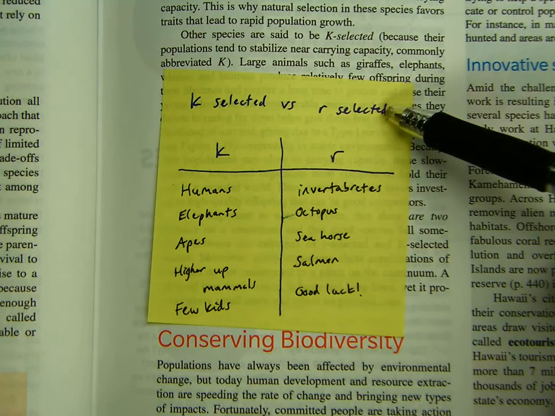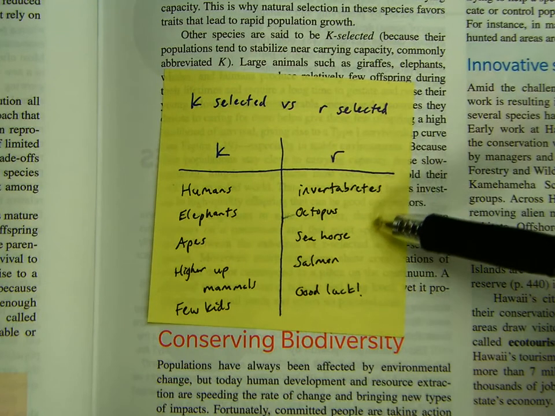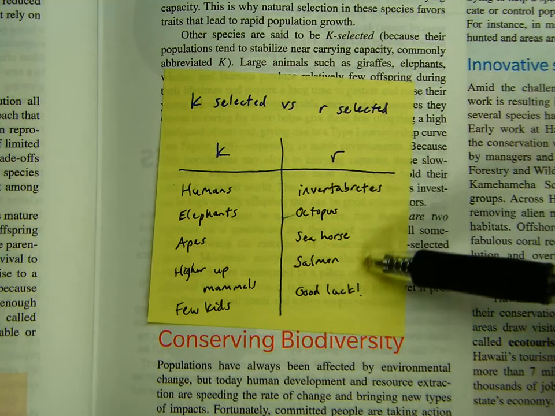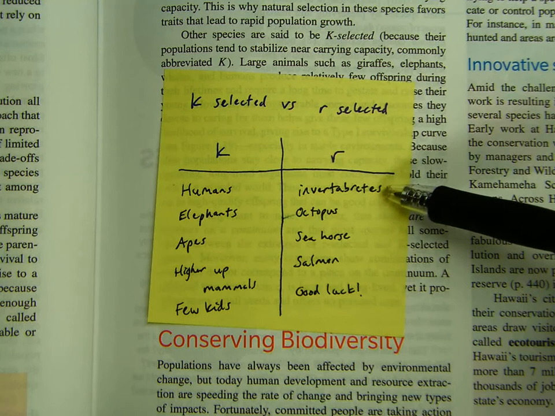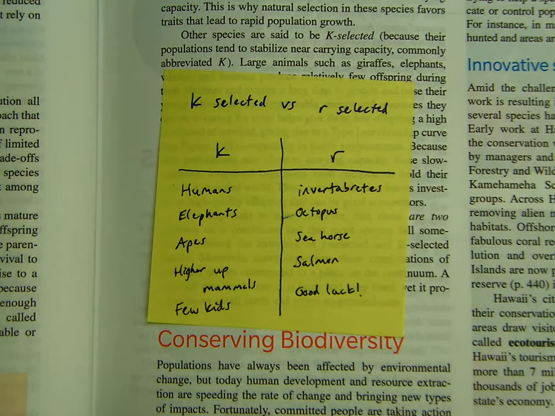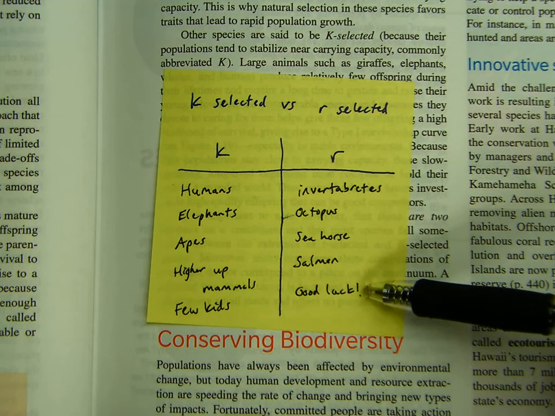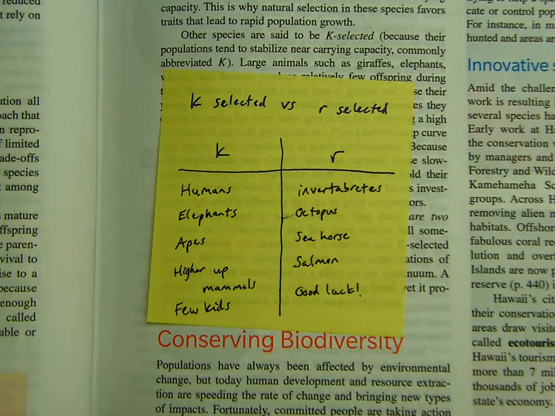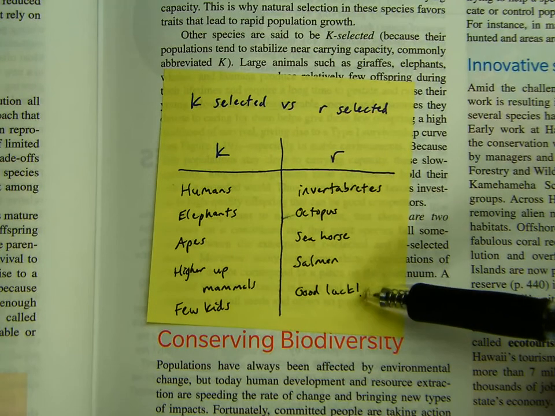R selected species, these guys are typically the smaller organisms. You can include insects in there. So you've got invertebrates, octopus, seahorse, salmon, beetles and mosquitoes and bees, stuff like that. I wrote good luck because all they do is lay eggs and head on out of there. They lay eggs, I hope you survive. Good luck is basically the main difference here. So lots of kids, but very, very little care for their young.